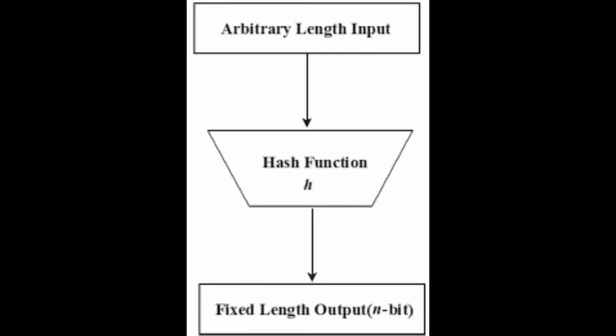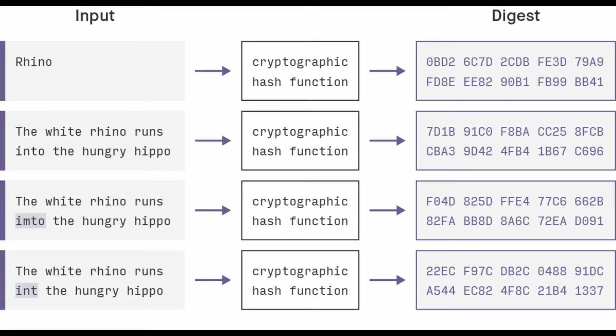So a hash function is essentially a mathematical function that takes some arbitrary length input and produces a fixed length output. So said another way with an actual example, let's say that the input are the characters that spell out Rhino. I pass Rhino through the cryptographic hash function, and I get this fixed length alphanumeric output, and so on and so forth.